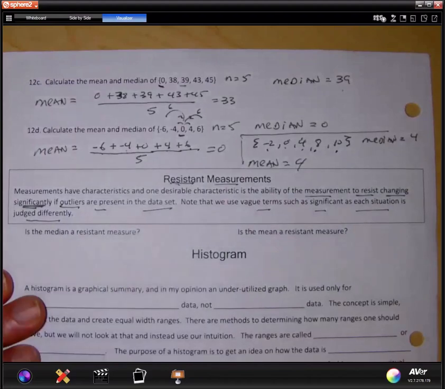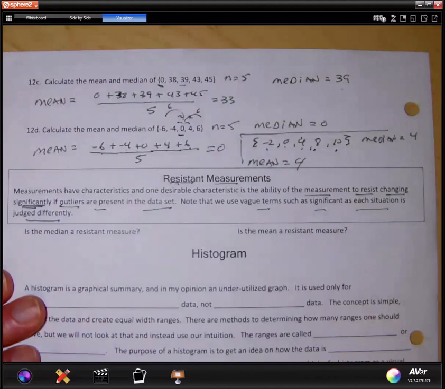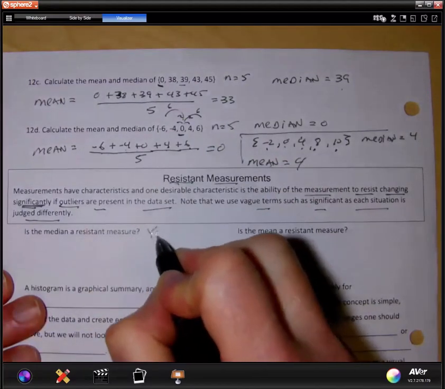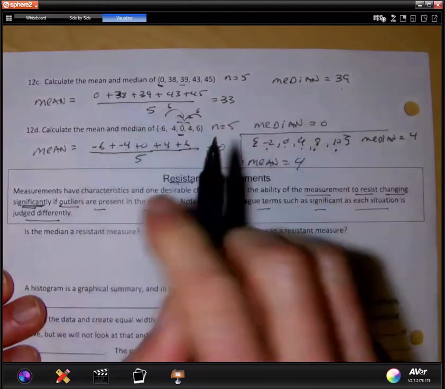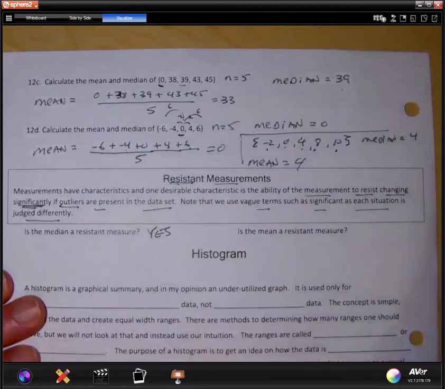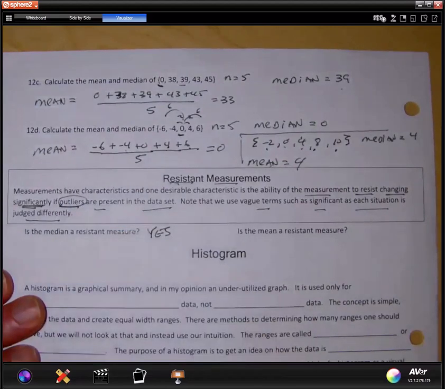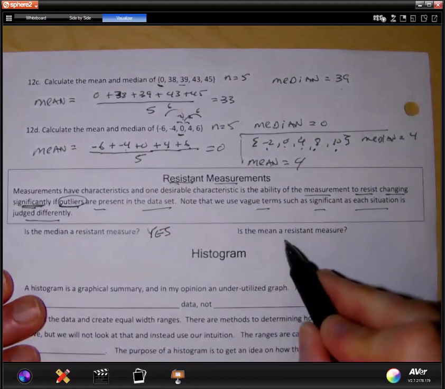Is the median a resistant measure? As we've seen, if we changed each end, the median never changed. Yes, the median is resistant. It resists you changing values. All it cares about is the position of the center. You start changing values and it resists, especially if you introduce outliers. Outliers, of course, are at the ends somewhere, so it doesn't affect the center. So it's perfectly set.